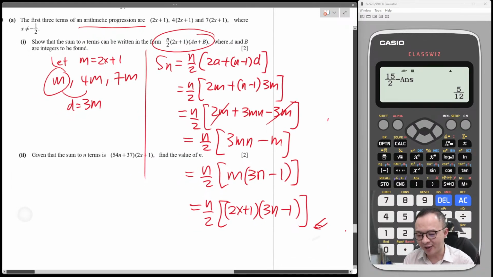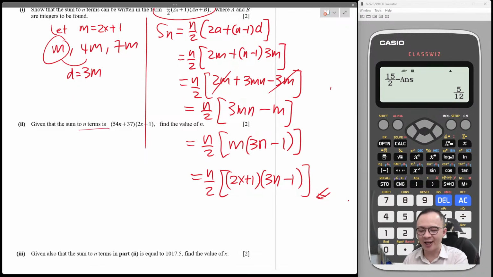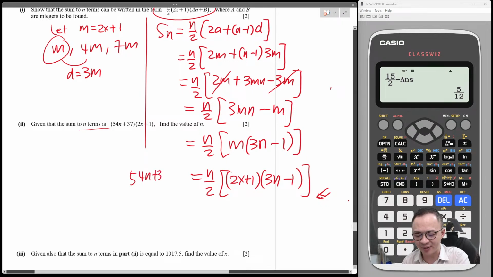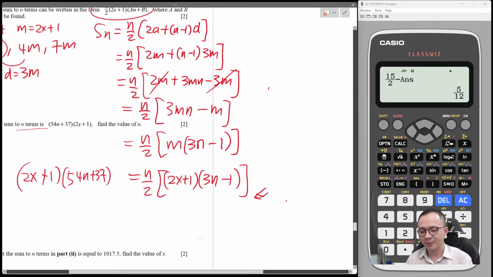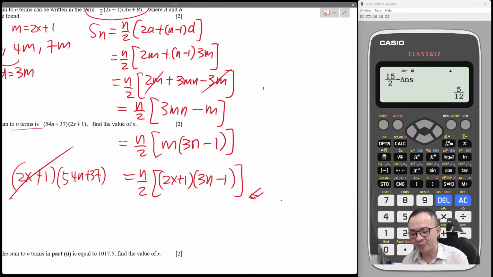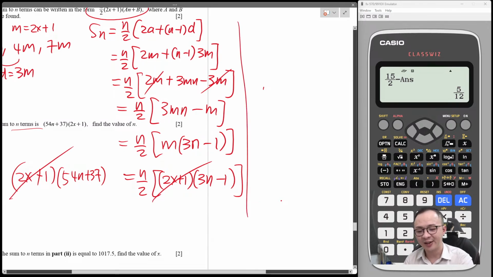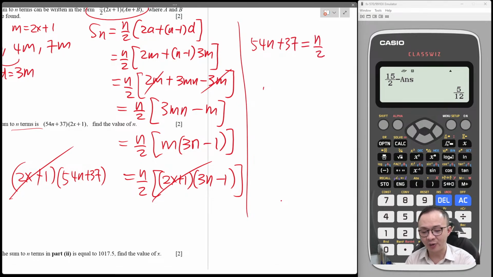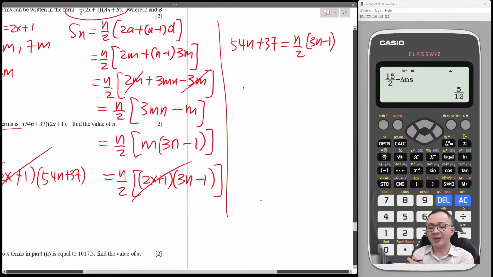Okay, but anyways, it's given that the sum of the n terms is this one. So right now they tell me this one is 54n plus 37 multiplied with 2x plus 1, sorry. Okay, so in order to solve this thing, 2x plus 1 and 2x plus 1 I will cancel. Then here I have 54n plus 37 equals n over 2, 3n minus 1. So I want to solve this one to find my n.